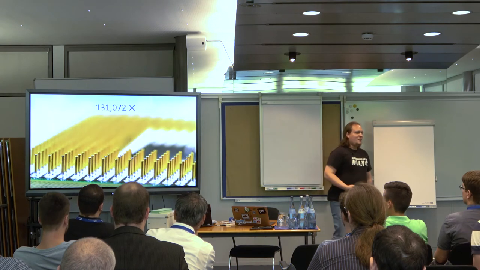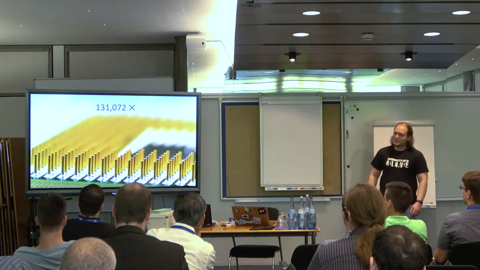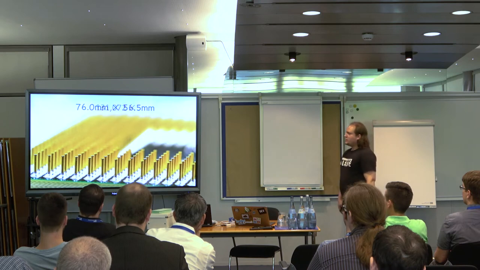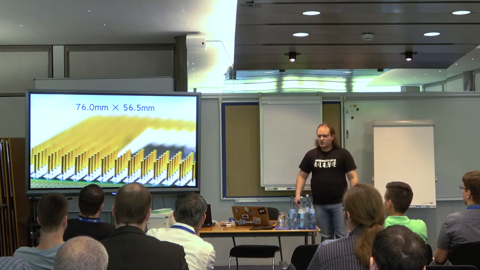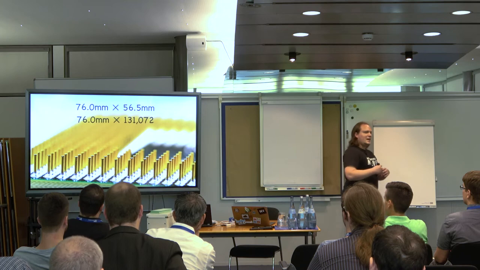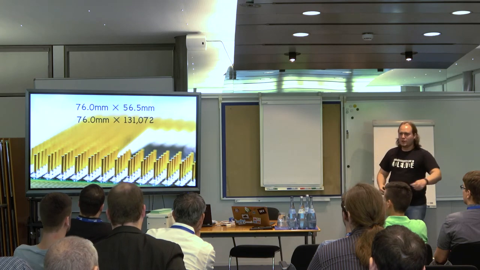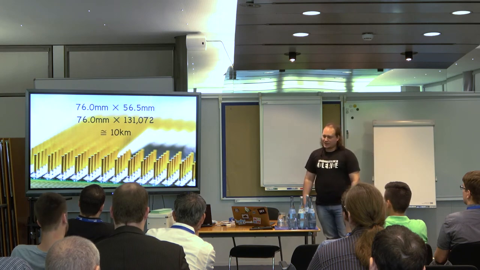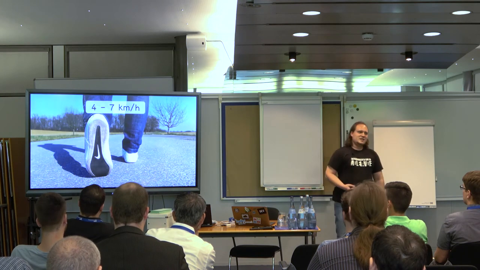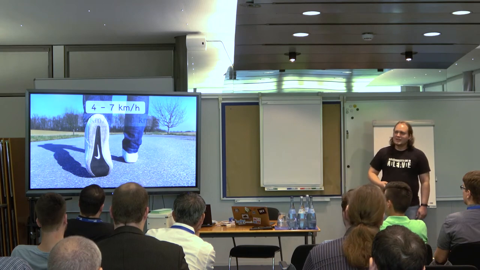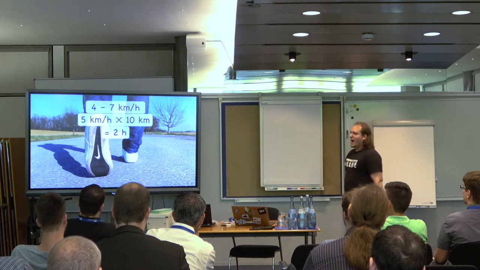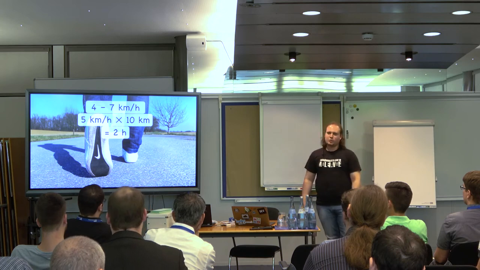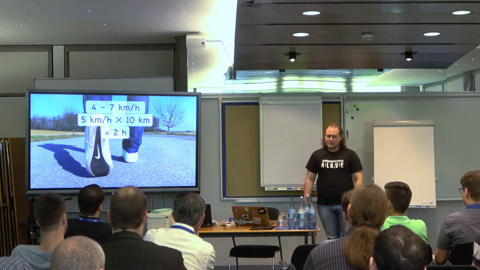Well, if you have 131,072 processors, each with approximately this size, as far as I can tell, that is the size of the processors they used, and you just lay them out one after each other with the long sides, you get about 10 kilometers of processors. Considering that normal walking speeds are 4 to 10 kilometers per hour, it would take you about 2 hours to walk by that row of processors. That's a lot of processors.